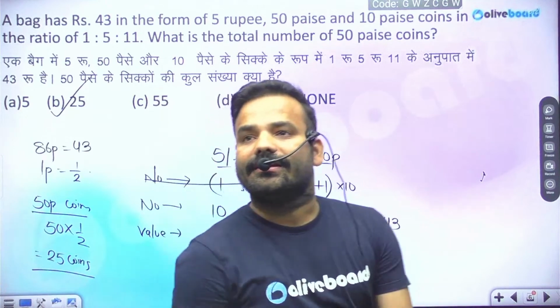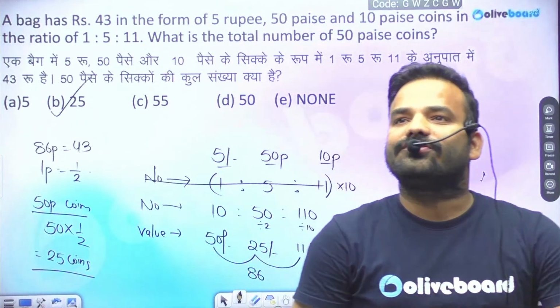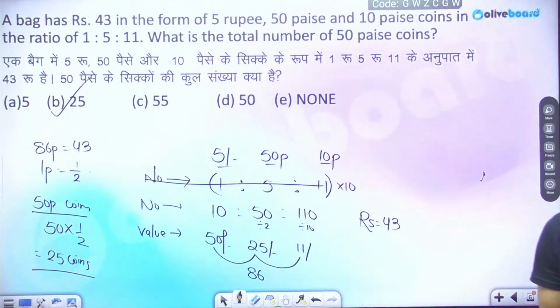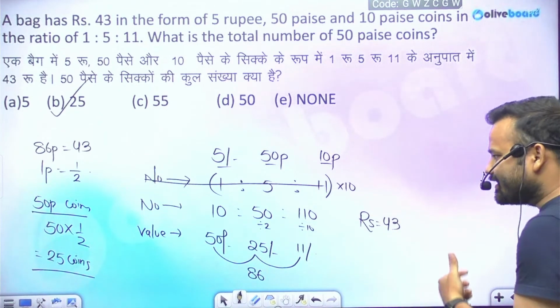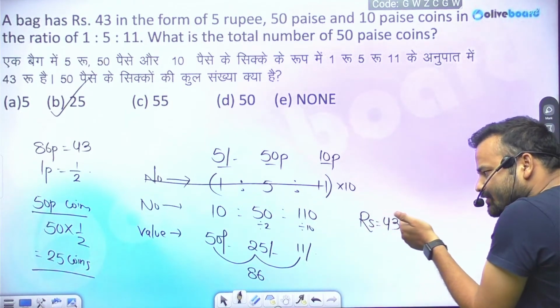25 is the answer. Did anybody get the answer? Divyansu got the answer. Harish got the answer. Gajodhar also got it. So it's not necessary that you make the multiple. You can even just convert this into paise also.